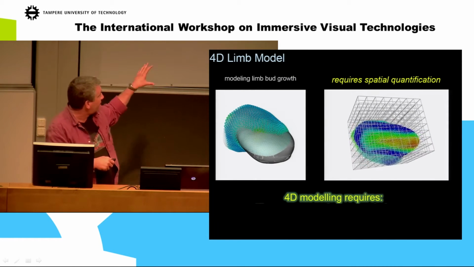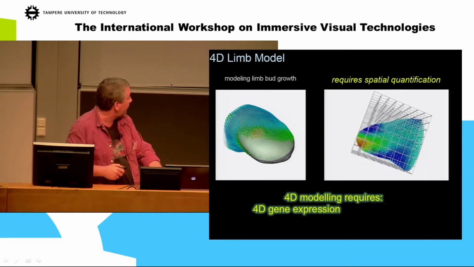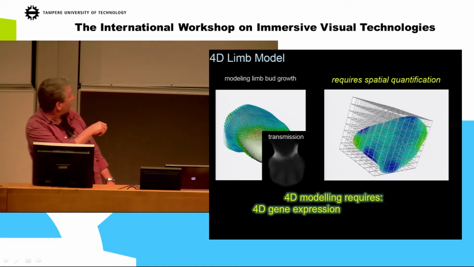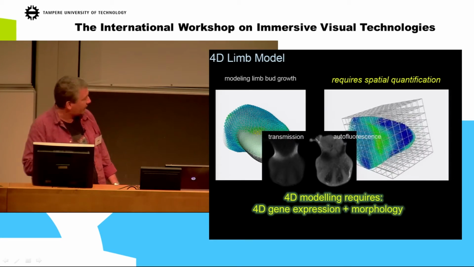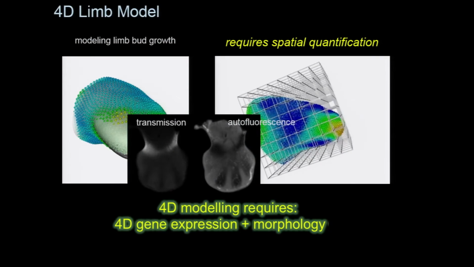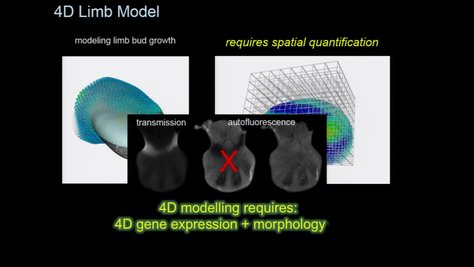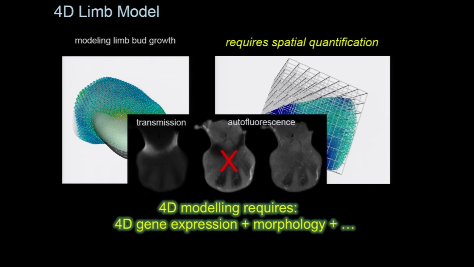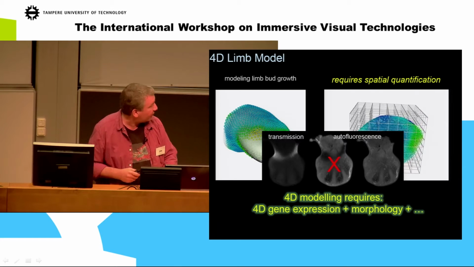So what we want to do for the modeling, we require the 4D gene expression patterns, which we can get from our transmission data sets. We want the morphology, which we can get from the autofluorescence, and it's nicer once we do this correction. And we also need a lot more that I haven't gone into, but to do the modeling, it's more than just the gene expression and morphology.